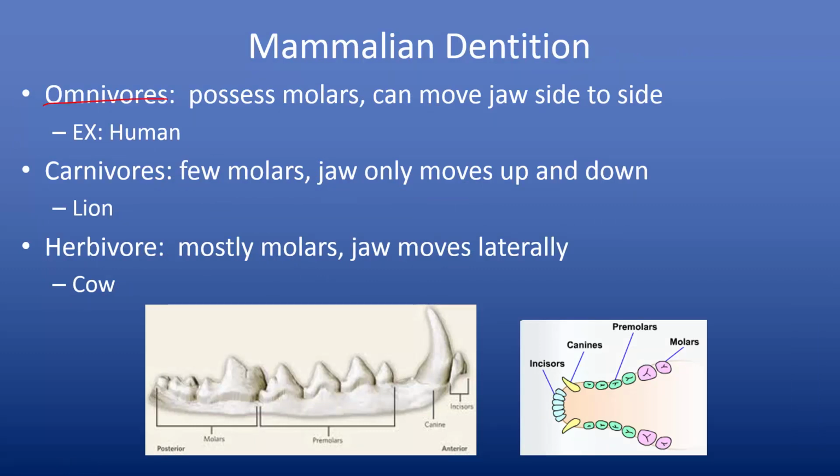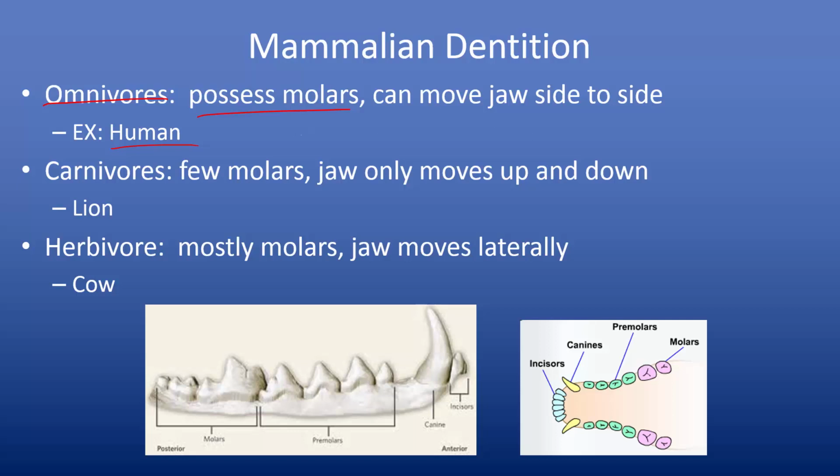So omnivores. Omnivores are mammals that eat both meat and plants. So an example of an omnivore is a human. Know what an omnivore is, okay? Know that an omnivore eats plants and animals. That will help you in knowing the types of teeth that humans or omnivores have. And they possess pretty much all of them. They possess molars, they have incisors, they have canines, and they have premolars. They possess all of the types of teeth, all the different dentition in a mammal jaw.